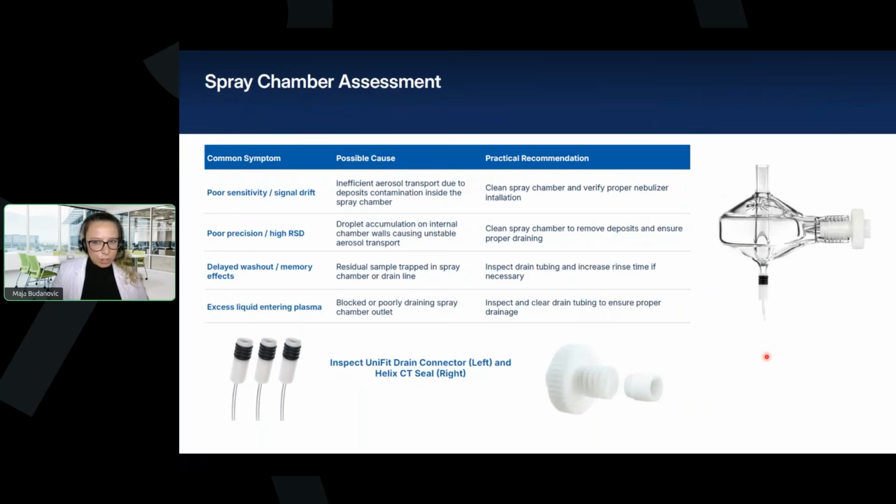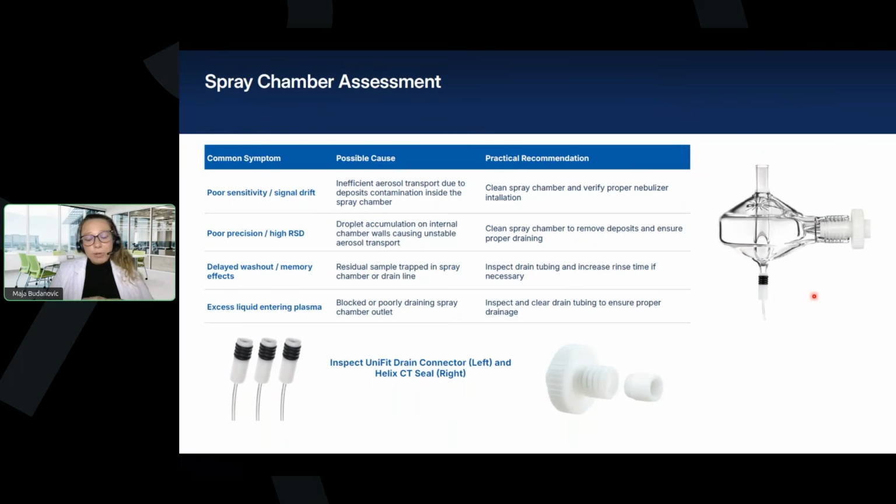Now let's look at some of the common spray chamber issues, what might cause them, and what we can do to address them. If you ever observe poor sensitivity or signal drift, one possible cause is inefficient aerosol transport due to any kind of deposit building up inside the spray chamber. The first steps are to clean the spray chamber and check that the nebulizer is installed correctly. For poor precision or a higher RSD, the issue can be related to droplets accumulating on the spray chamber walls, which can make the aerosol transport less stable. So usually cleaning the spray chamber and checking that the system is draining properly can help.